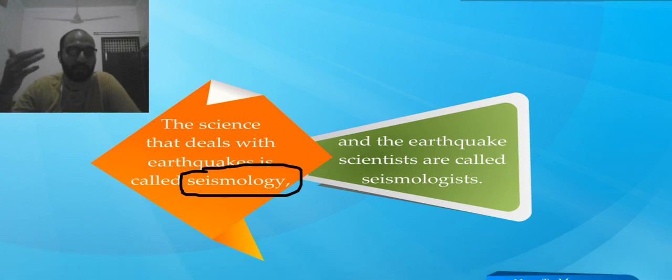The science that deals with earthquakes is called seismology, and the earthquake scientists are called seismologists. Good point. There could be a question in your MCQs: what is the science that deals with earthquakes called? That is called seismology. Seismo, हमने अभी पढ़ा था seismic waves, vibrations. That is called seismic waves. वहीं से ये word आया है seismologist.